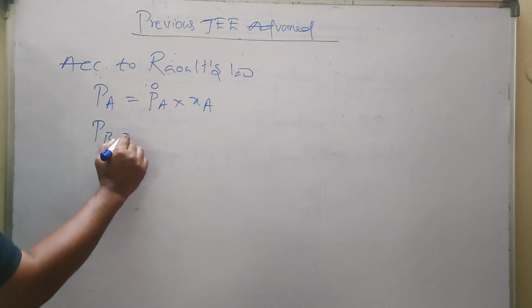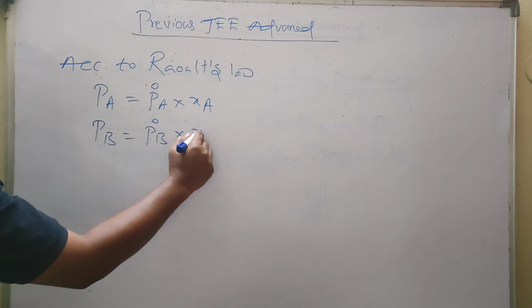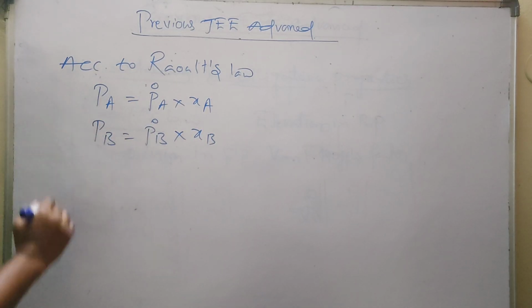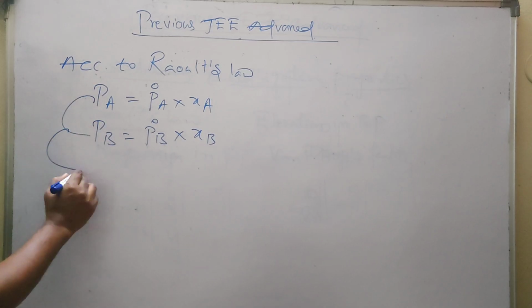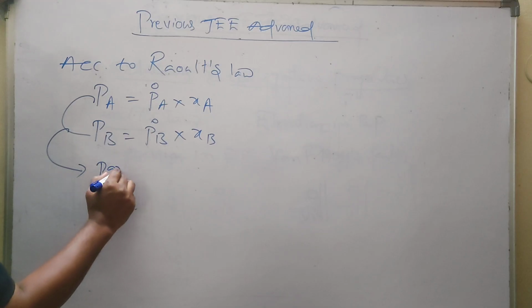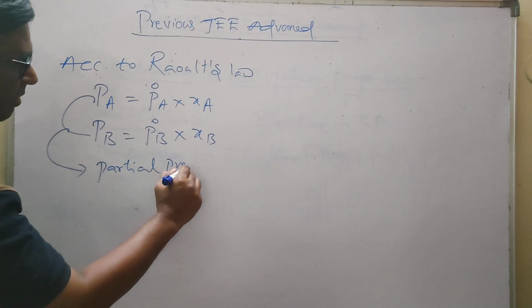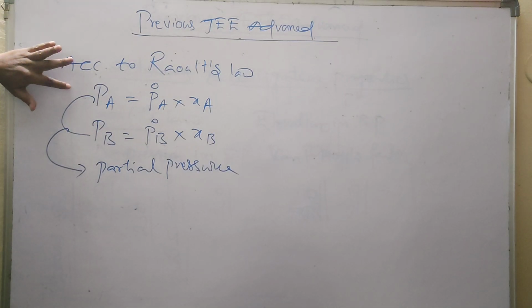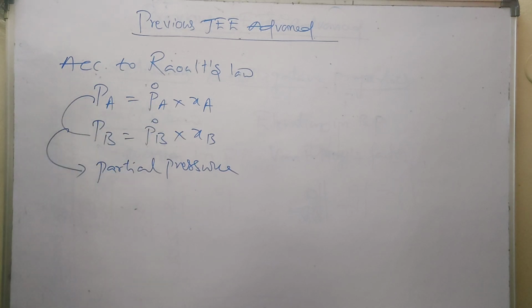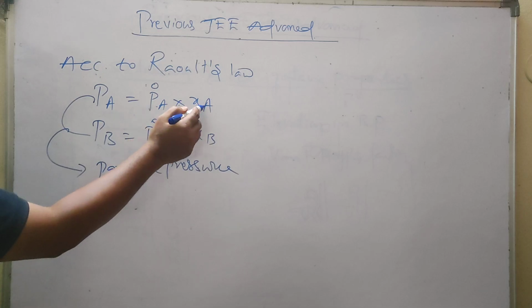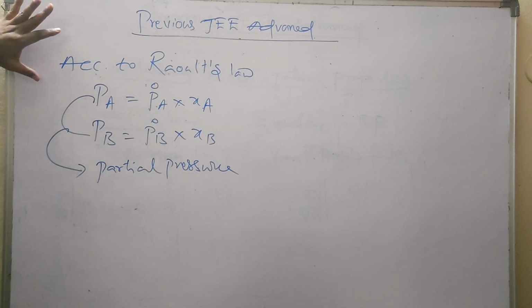And PB is equal to P naught B into XB. What are PA and PB? They are referred to as partial pressures. That means the partial pressure of the solution is equal to the vapor pressure of the pure solvent multiplied by its mole fraction. The statement of Raoult's law will be like this.